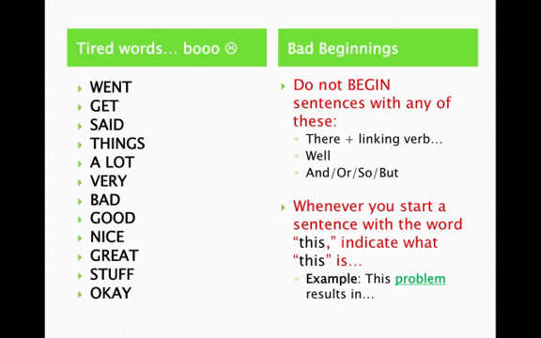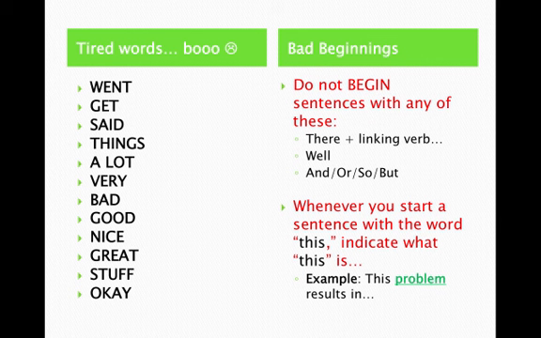Okay, so here's a list of some tired words that you need to avoid. And then you also have over here some bad beginnings. Do not begin sentences with any of these. There, followed by a linking verb like there is, there are, there was, there were, well, and, or, so, or but. Remember, those are fanboy conjunctions that join ideas together, but they are not to be used as transitions.